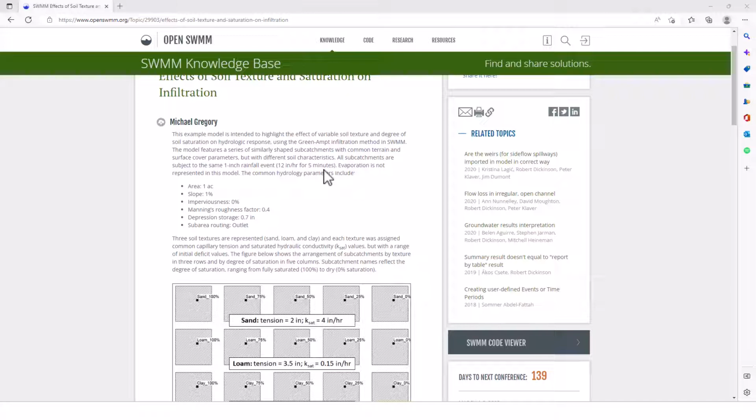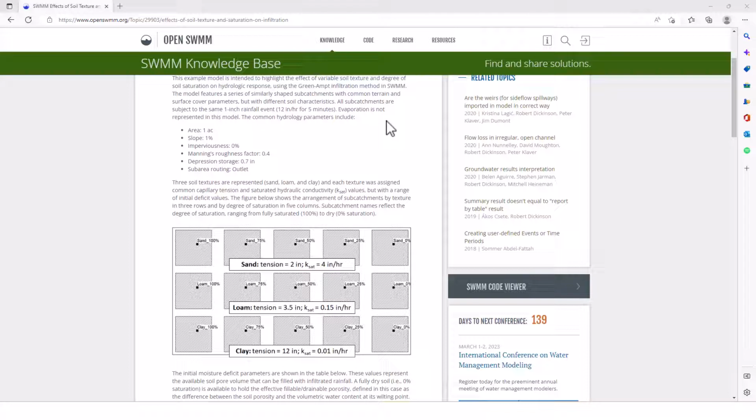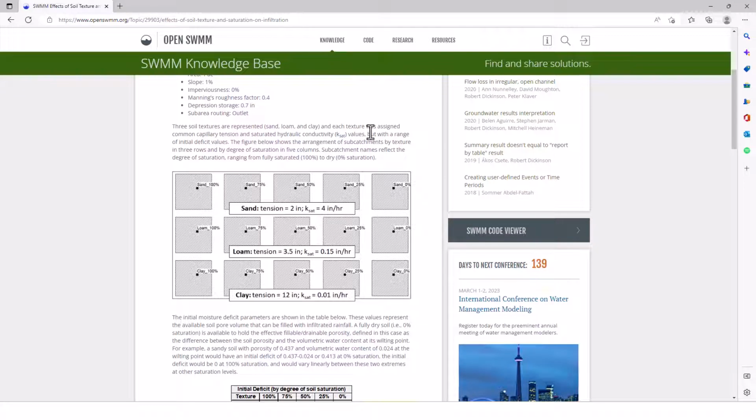The model features a series of similarly shaped subcatchments with common terrain and surface cover parameters, but with different soil characteristics. All subcatchments are subject to the same 1-inch rainfall event, or 12 inches per hour for 5 minutes. Evaporation is not represented in the model, and the common parameters include an area of 1 acre, a slope of 1%, 0% imperviousness, a Manning's roughness factor of 0.4, a 0.7-inch depression storage, and a subarea routing outlet.